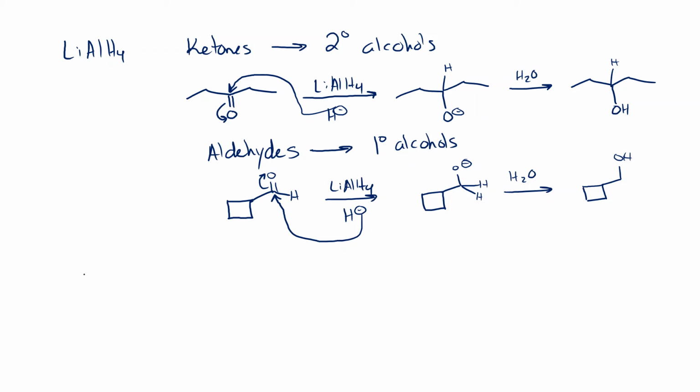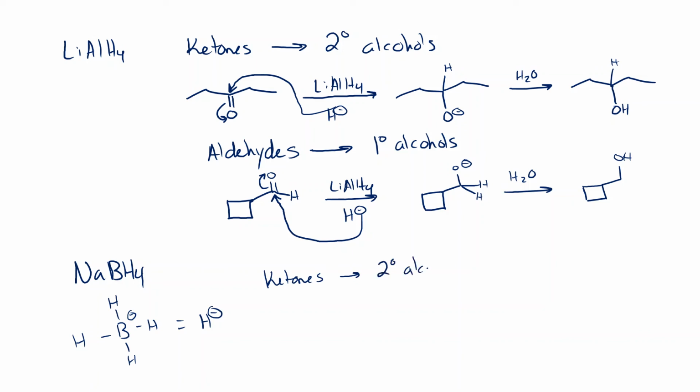Okay. You can also use sodium borohydride. Sodium borohydride is much the same thing, right? The sodium is not something that reacts, so it's just the BH4. Boron is another group 13 element, and again, you have the same kind of setup. So BH4 is just another source of H minus, right? So sodium borohydride will also take ketones and produce secondary alcohols. It will also take aldehydes and produce primary alcohols.